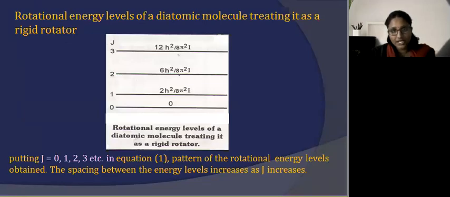Coming to the rotational energy levels of a diatomic molecule, treating it as a rigid rotor, if you put J equal to 0, 1, 2, 3, etc. and apply the values of J from 0 to higher levels to the Schrodinger wave equation given as equation number 1 in slide 2, the pattern of rotational energy levels is obtained. I showed the pattern of the rotational energy levels in this slide. The spacing between the rotational energy levels also increases when the J value increases.